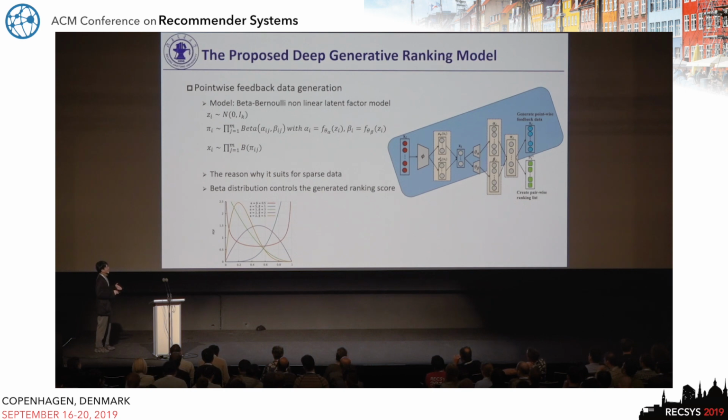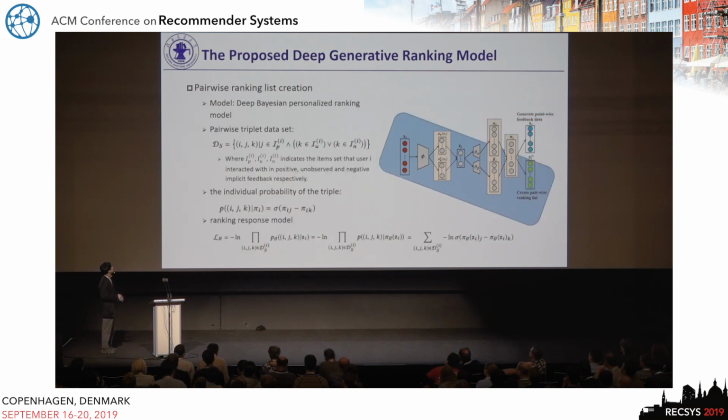And the reason why we use the beta distribution here is that we think it's more suited for sparse datasets. A beta distribution controls the generated ranking score, because it has two parameters. The first one is alpha, and the second one is beta. If we set alpha and beta greater than 1, and also alpha greater than beta, we can produce a small pi_i, and also we can generate a sparser x_i. So we call this model more suited for sparse data.